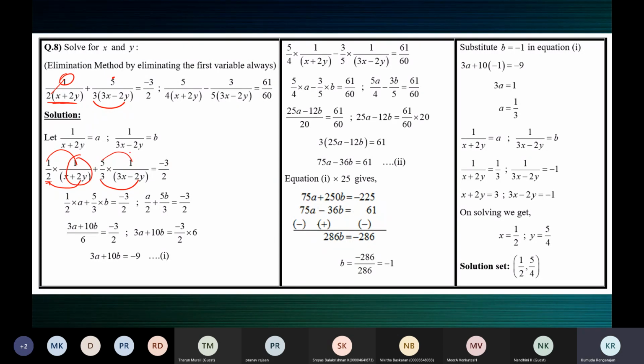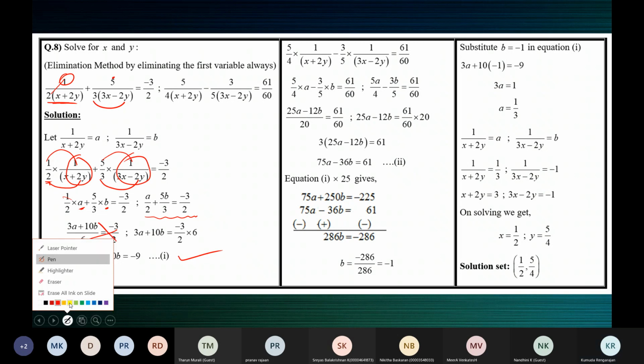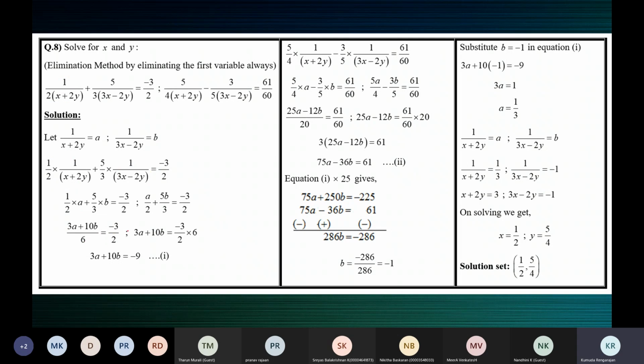So call this one as A, call this one as B. So you can see here A and B. And this becomes A by 2 plus 5B by 3 is equal to minus 3 by 2. LCM, and the simplification is your choice. You can cross multiply. All of you will get the same equation. I have just taken 6 to the other side. So minus 3 by 2 into 6. If you're comfortable with cross multiplying, do that.